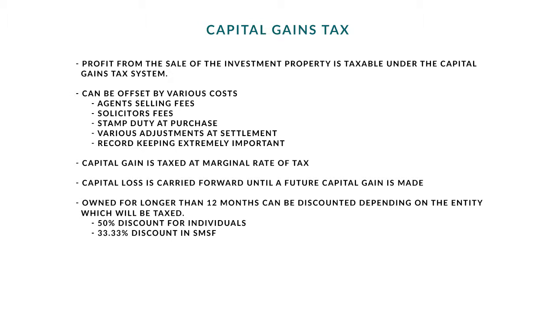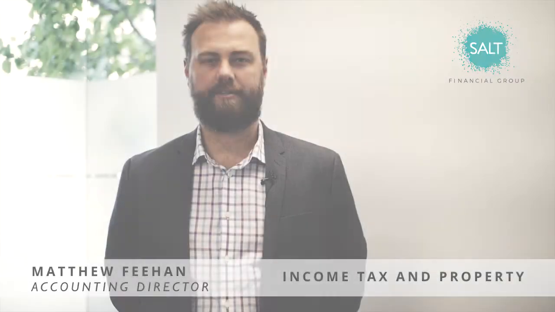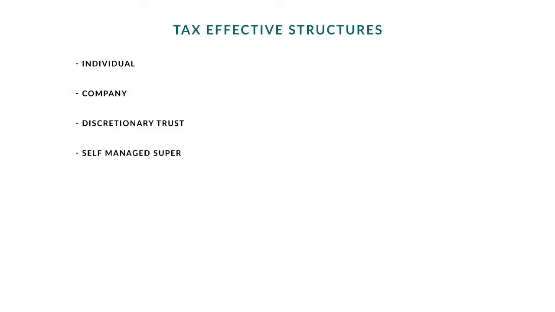If the property is owned for longer than 12 months, you can receive discounting depending on the tax effective structure that you are using. Individual taxpayers will receive a 50% discount and self-managed super funds will receive a 1/3 discount. There are 4 main structures which taxpayers will generally buy property: either individually or as joint tenants, in a company, in a discretionary or unit trust, or in a self-managed super fund.